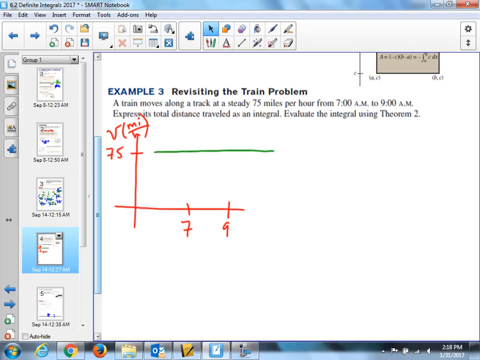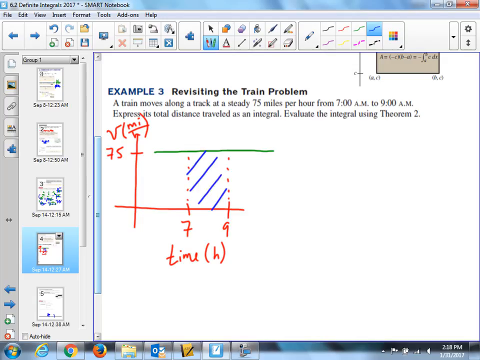Express its total distance traveled as an integral. So this is the time in hours here. Okay. So basically it's the line at x equals 7, line at x equals 9. We're finding that area bound by the axis, x equals 7, x equals 9, and y equals 75. So this turns out to be a rectangle.